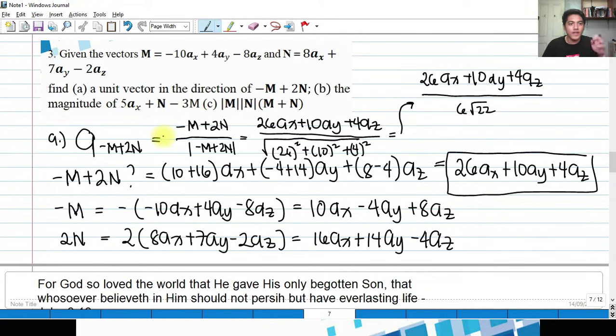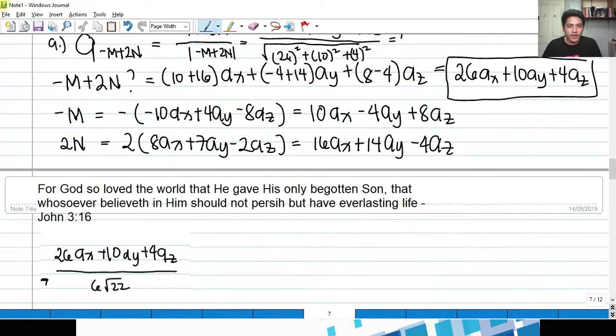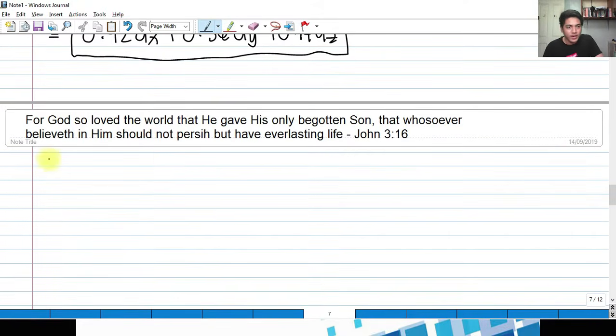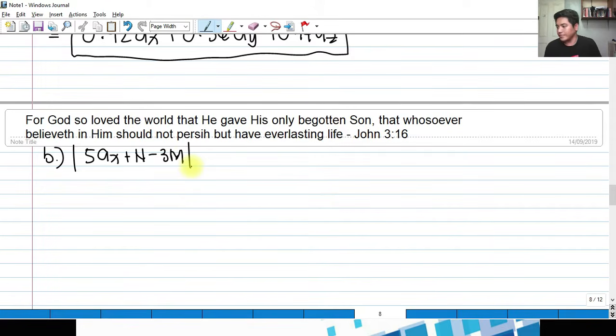So, for letter B, we shall be finding again the magnitude of 5ax plus n minus 3m. So, the magnitude of the vector 5ax plus n minus 3m.